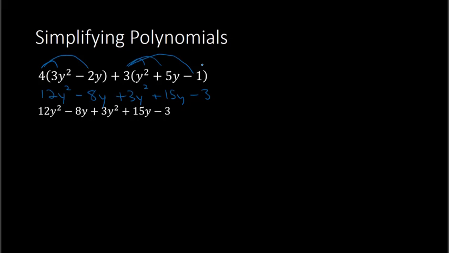So I have that expression where now I can combine like terms. We have the y squareds combined. 12 and 3 give me 15y squared. And then negative 8y plus 15y, those are like terms as well. So negative 8 plus 15 would give me a positive 7y. And then the minus 3 out here at the end. So my simplified form would be right here. We have 15y squared plus 7y minus 3. And nothing else can combine.